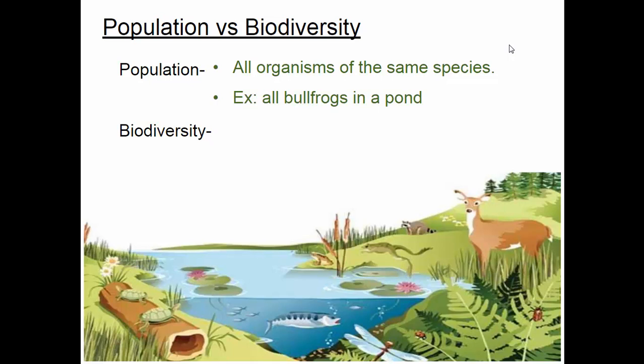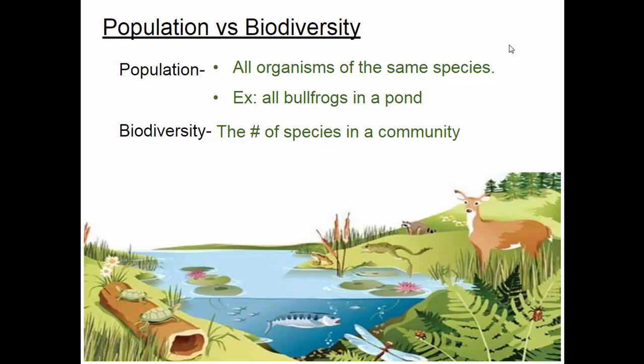So all the bullfrogs in the pond would be an example. Are you guys familiar with this term, biodiversity? What does it mean, Walker? The amount of difference between each species. Yeah, it's sort of how many different species there are. This ecosystem looks to have a large amount of biodiversity. There are many different types of living things there.